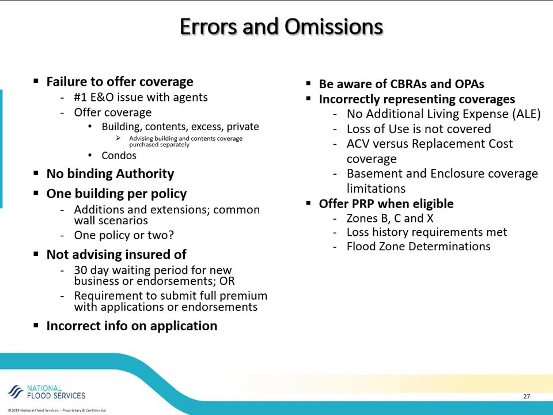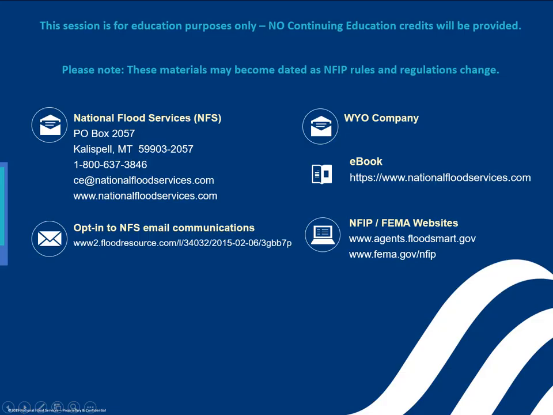In conclusion, I'd like to leave you with a few E&O suggestions. Be sure to offer flood coverage with every homeowner's policy. And if the policyholder chooses not to take the flood coverage, document their rejection. Agents do not have binding authority and are not allowed to bind a flood policy. Advise the insured of the 30-day waiting period for new business or endorsements, and be sure to advise the policyholder that replacement cost is not always an option.